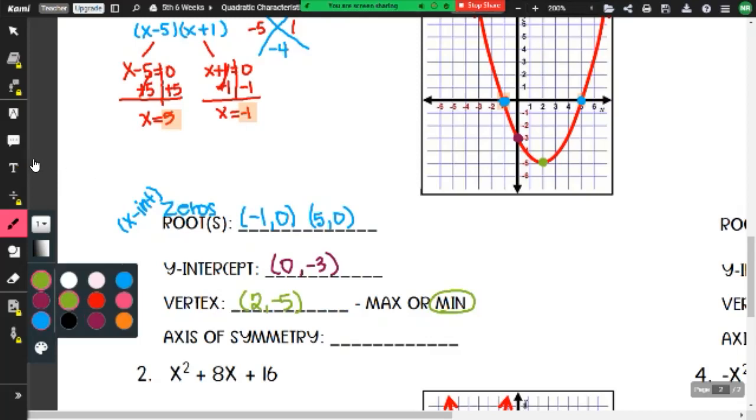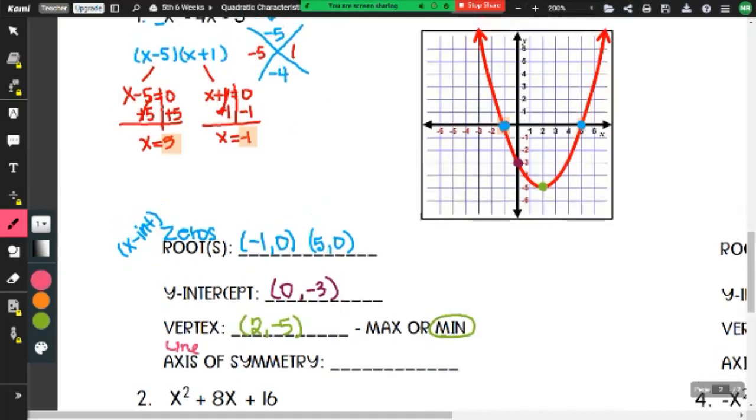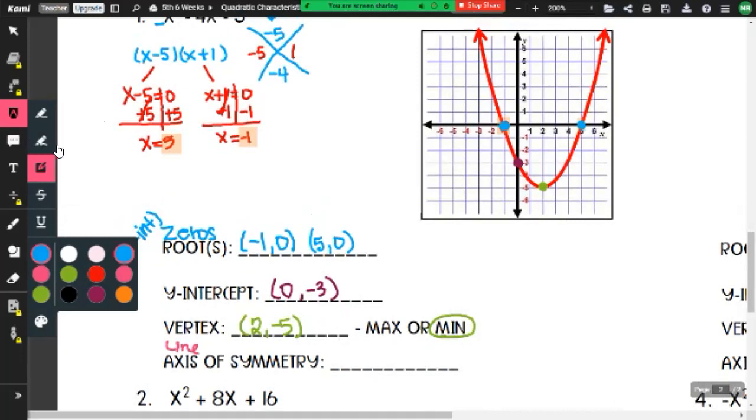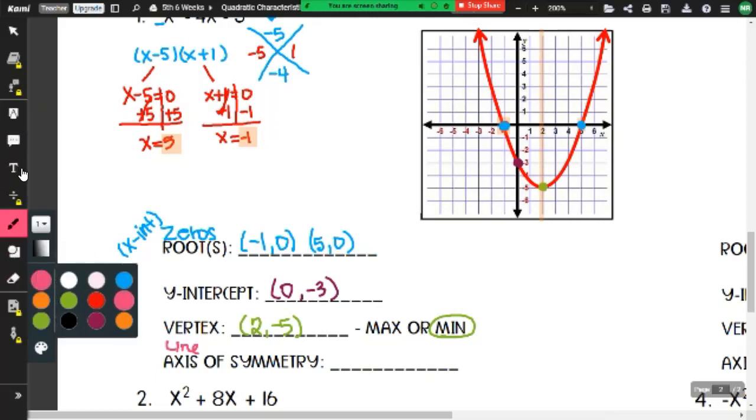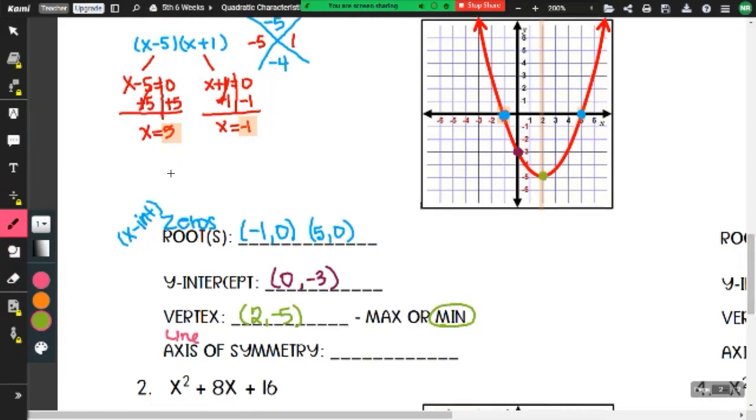And what did we say was the axis? The axis is just another line. So I'm going to write the word line, line of symmetry. So you yourself, I want you to draw with your highlighter a line of symmetry. Draw a line that's going to split that parabola in half. And what do you notice? It goes through the middle, but what else is in the middle? Not the x-axis. The vertex is in the middle as well.